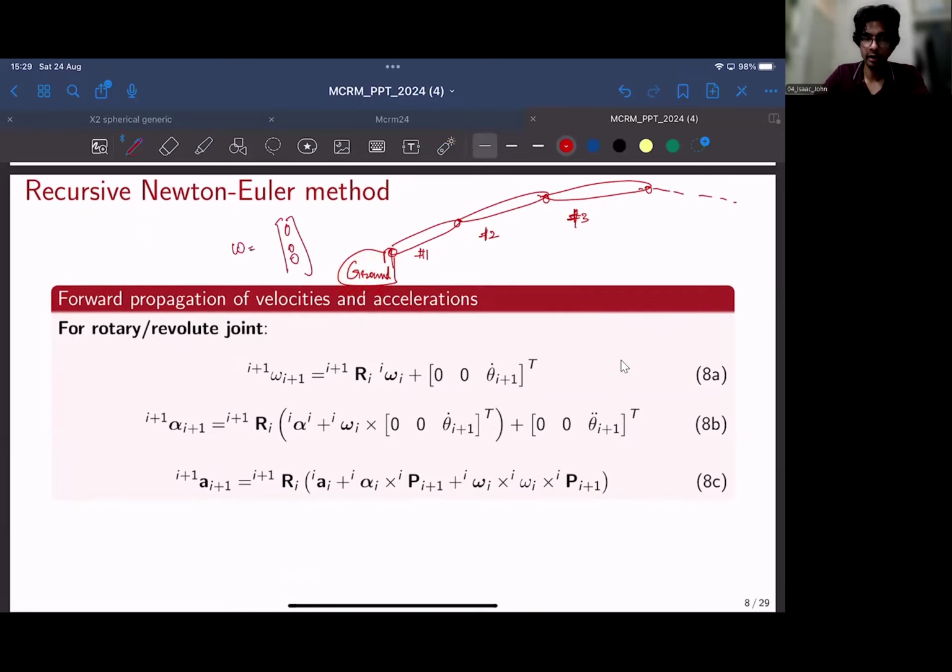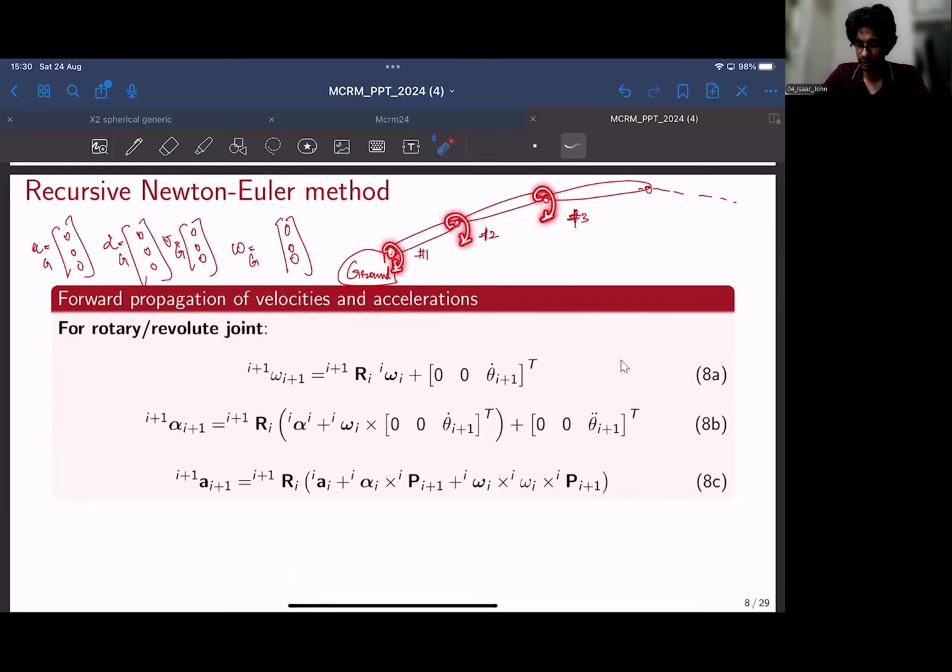Maybe omega, angular velocity component could be all 0. Linear velocity components could be all 0. Linear acceleration components could be all 0. Then what else do we have? Angular acceleration, linear acceleration. All these components of the ground are all 0. Right? And each of these joints will have their own input velocities.